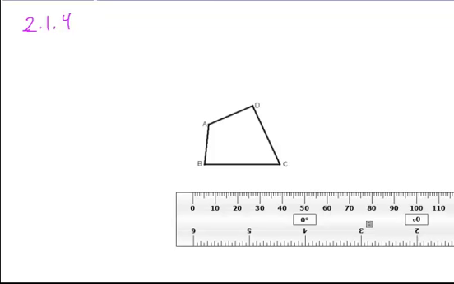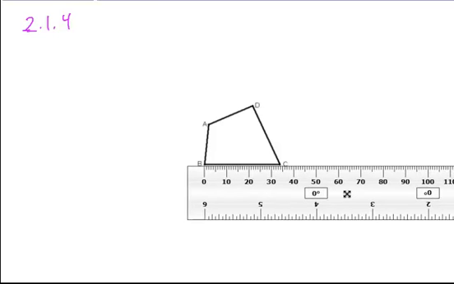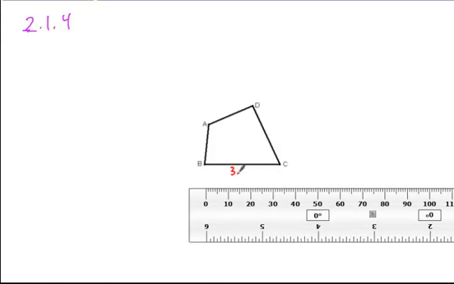In problem number 4, it asks to measure each angle and side. So let's start with the side lengths. We take our ruler and measure the bottom length first, BC. We see that it's about 34 millimeters, so 3.4 centimeters.